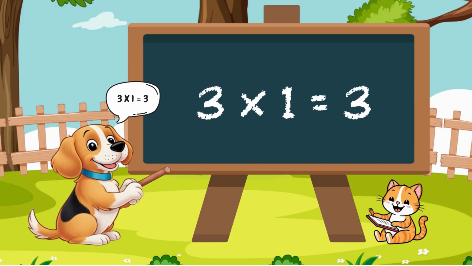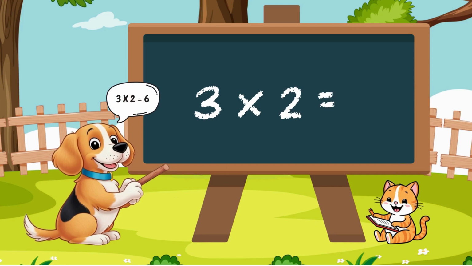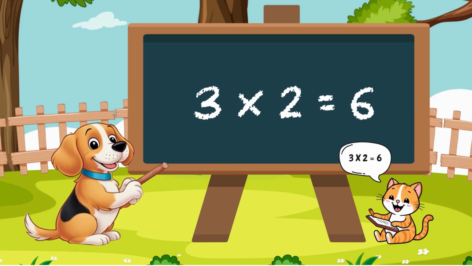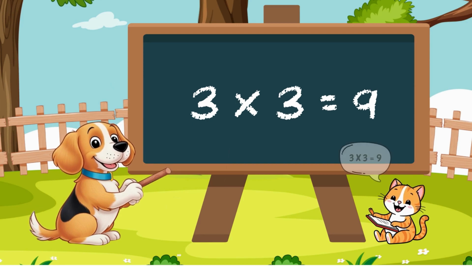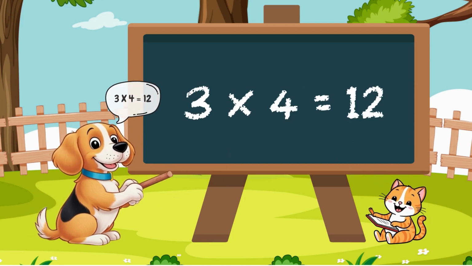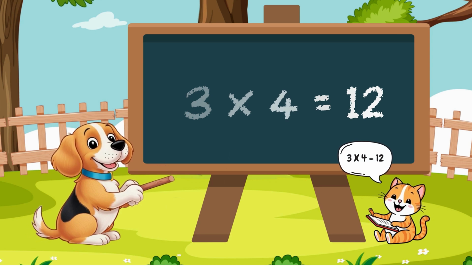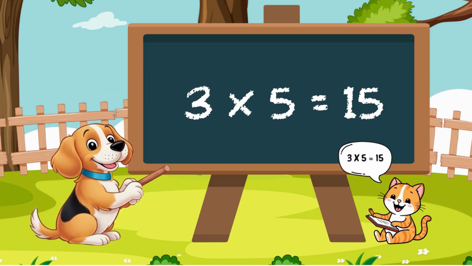Three ones a three. Three twos a six. Three threes a nine. Three fours a 12. Three fives a 15.